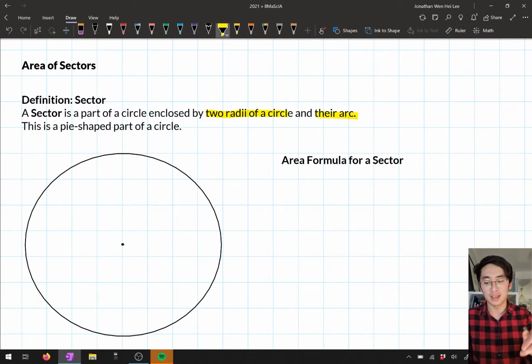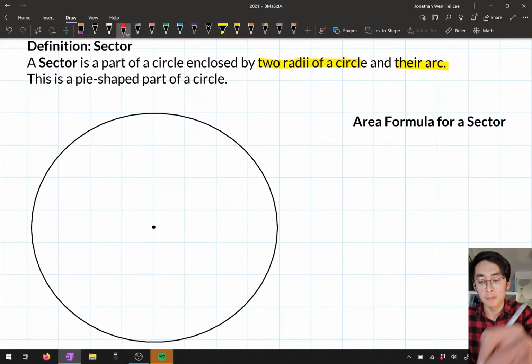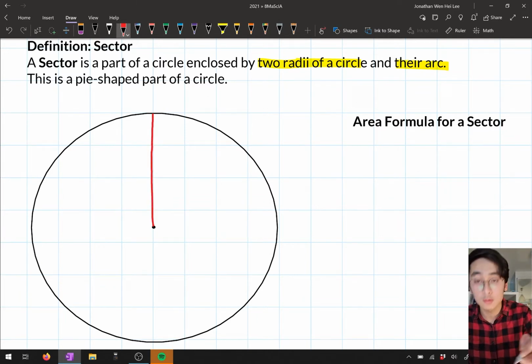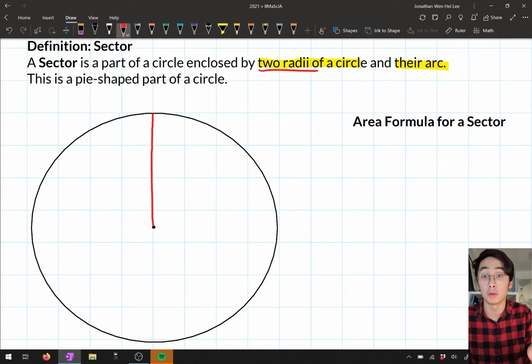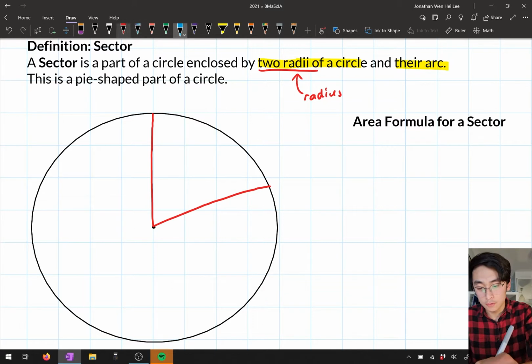Now, what this looks like is if I draw on two radii on my circle here, so let's say I draw on this one radii over here, so that's one radius. So two radii is just the plural of radius. So if I draw one radius here and one radius here, that's two radii, and the arc is just the curved line between them. So this area over here, this shape that we have between my red lines, that is my sector.